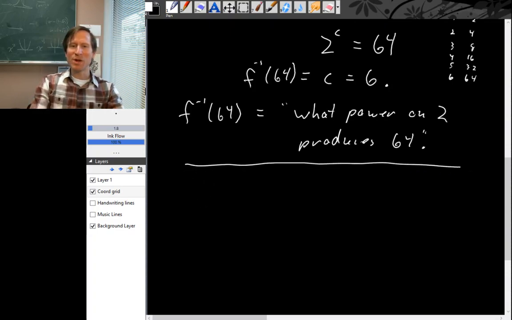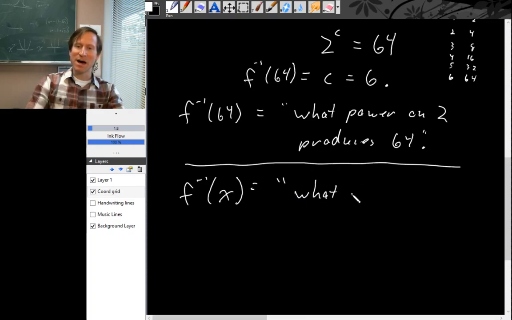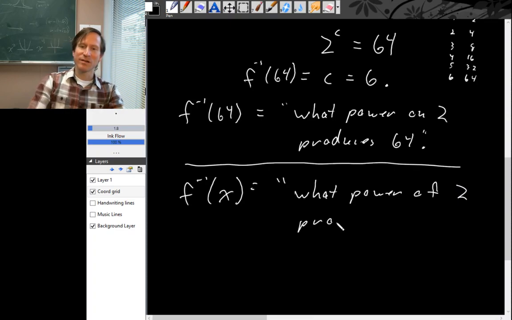Well, we could run through the same argument for any input for this inverse function. So if we run through the same argument but with a variable x as the input instead of the number 64, what we get is that this inverse function, f inverse of x, is the answer to the question, what power of 2 produces x?